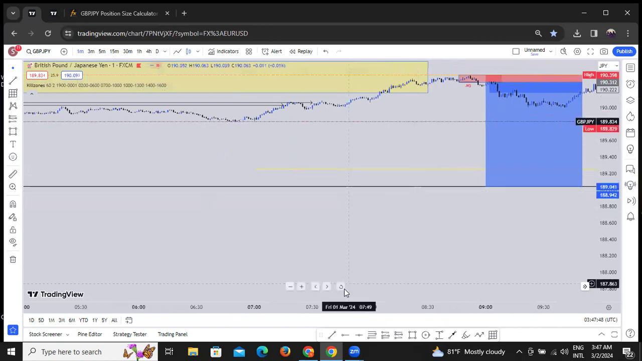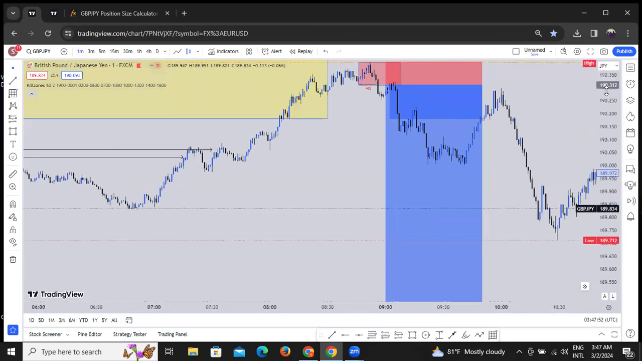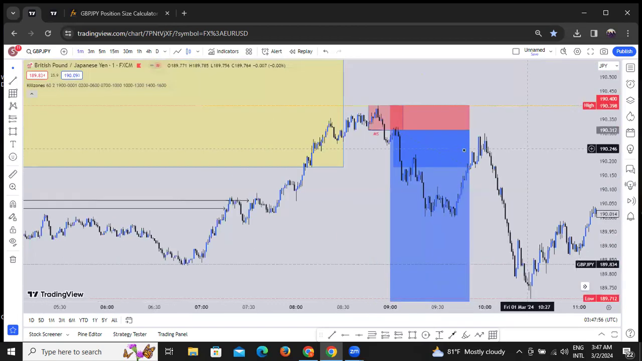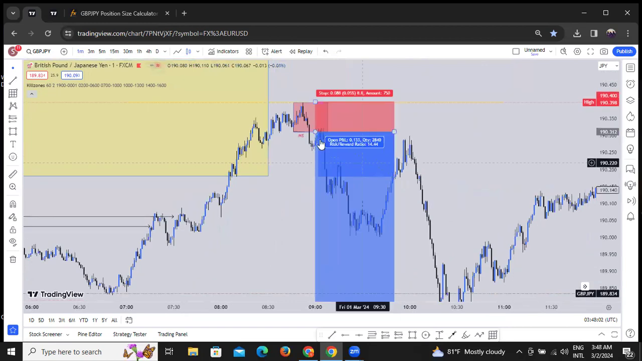So I kept watching the market, and this was actually a sniper entry. Believe me, there was no drawdown. A sniper entry. Market just tap tap tap. Weak rejection. Market dropped.